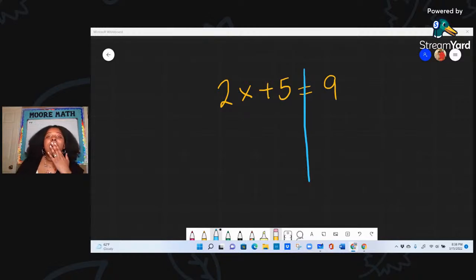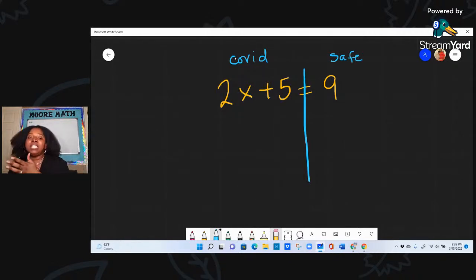So this is the COVID zone. Okay. X has COVID. Now we want to remove him away from everybody. So we want to move everybody away from him so that he's quarantined, and we want to move 2 and 5 into the safe zone. Okay. So almost, Andrew, we're not going to subtract 2 from both sides.